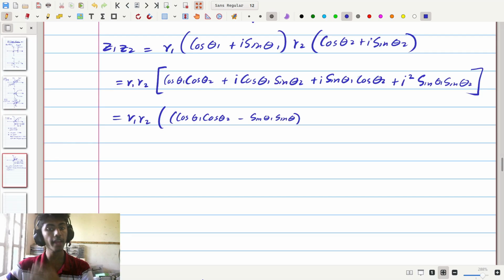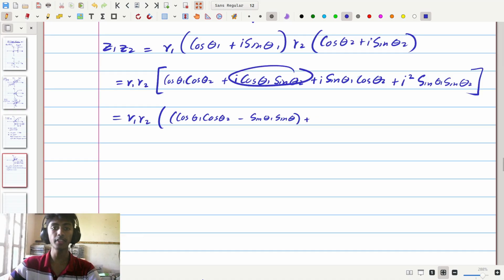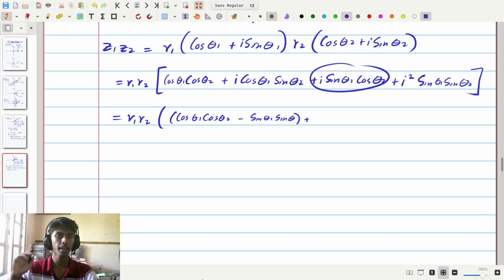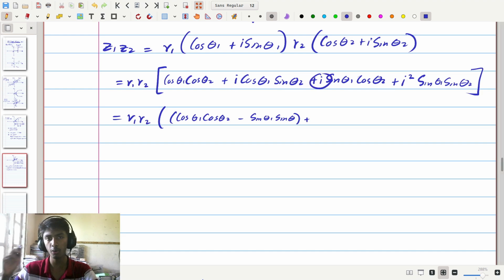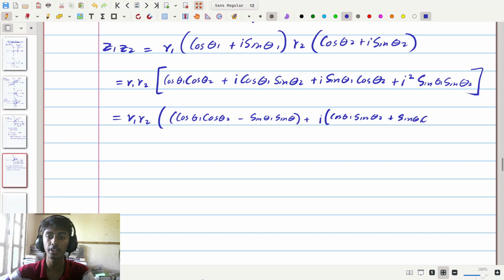And then to that we're going to add the rest of the terms, which we can see here. We have this term and this term to add. Now in both of these terms, notice that there's an i in them. What I'm going to do is factorize out the i and write everything else inside of brackets. I'm going to write plus i times, and then on the inside if we remove the i's, we're going to have left cosine theta 1 sine theta 2 plus sine theta 1 cosine theta 2, and then close bracket, and then we can close the second bracket. So now we have this.